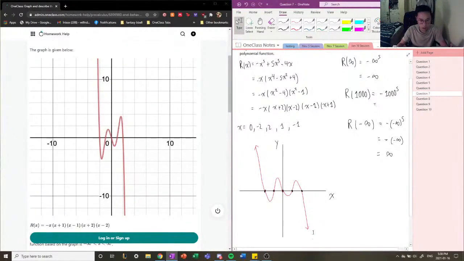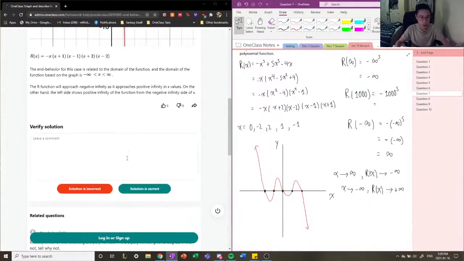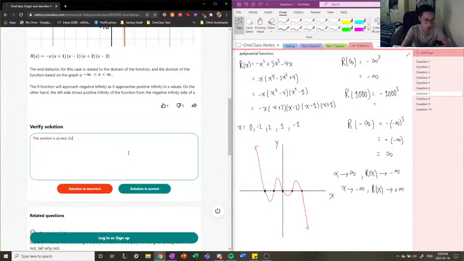Okay, so we have described the end behavior of the function: as it tends towards infinity it goes towards negative infinity, and when it tends towards negative infinity, the function goes towards positive infinity. Let me write that down and we can move on. So when x is heading towards infinity, R(x) is heading towards negative infinity. And when x is heading towards negative infinity, R(x) is heading towards positive infinity. Okay, so this solution is correct. Good work.